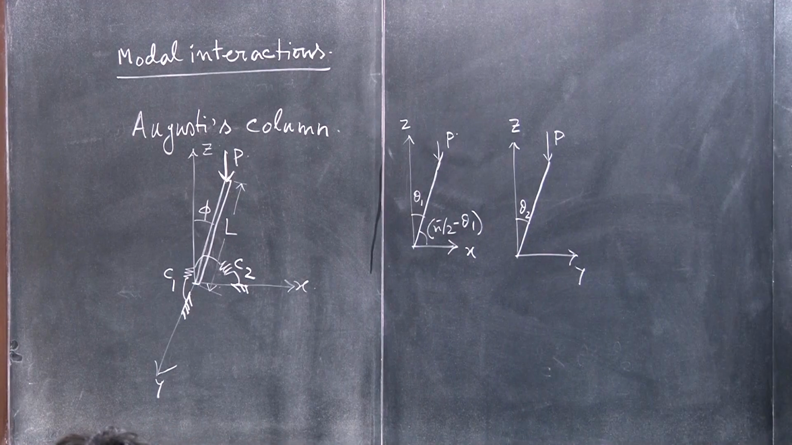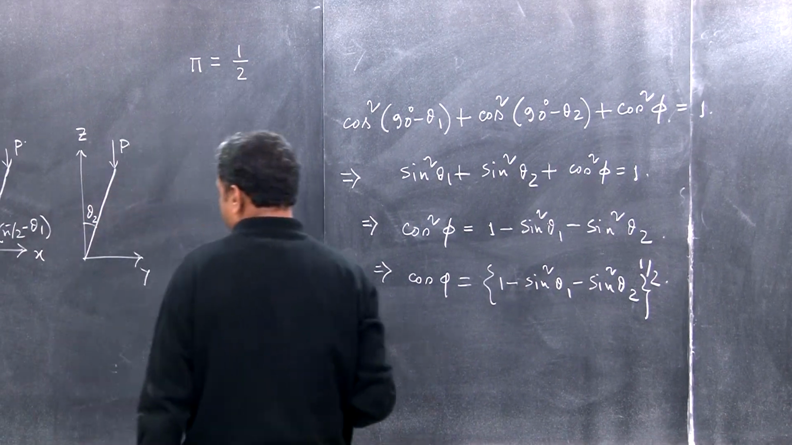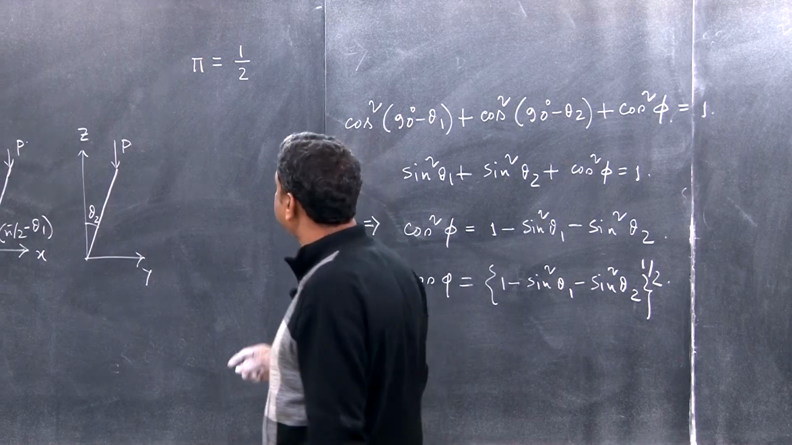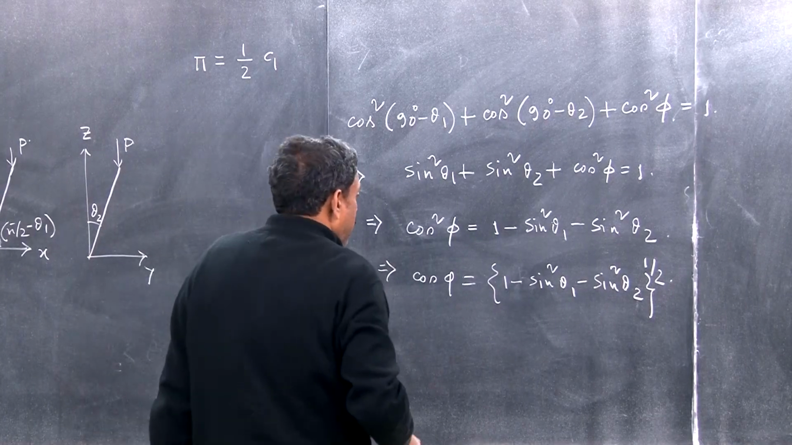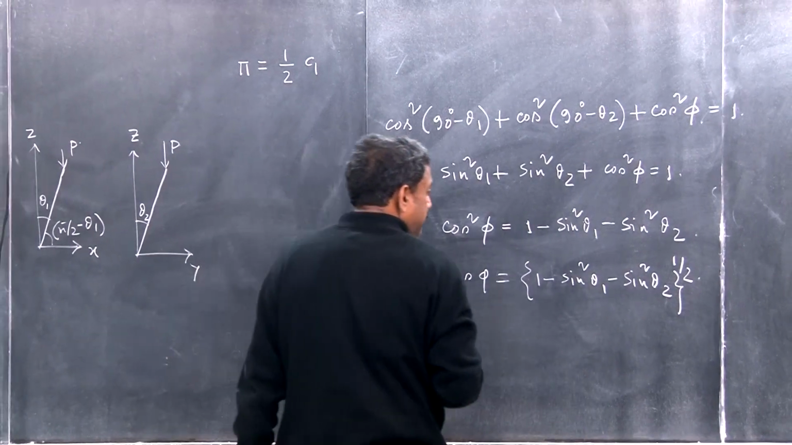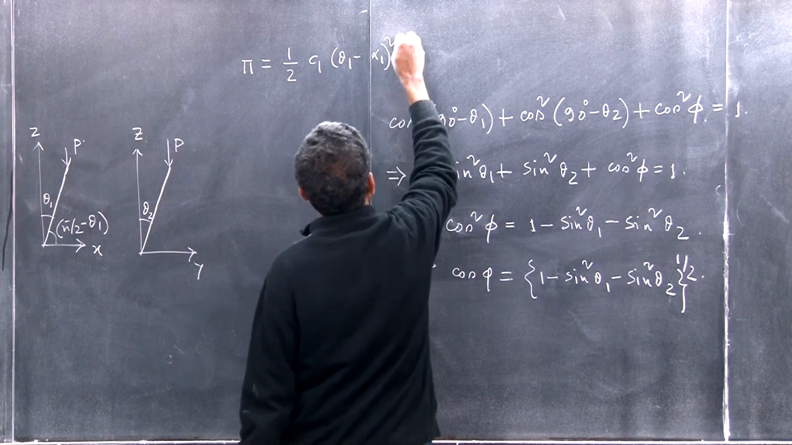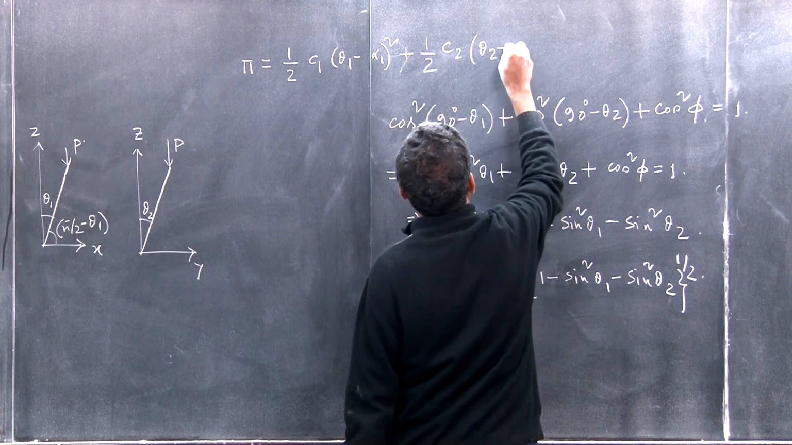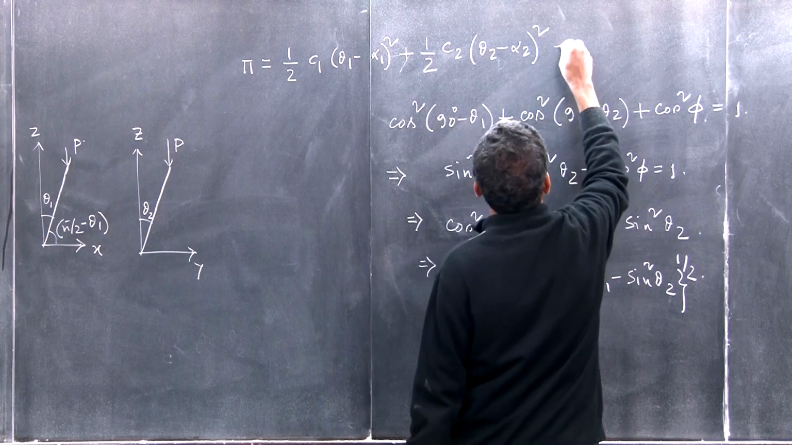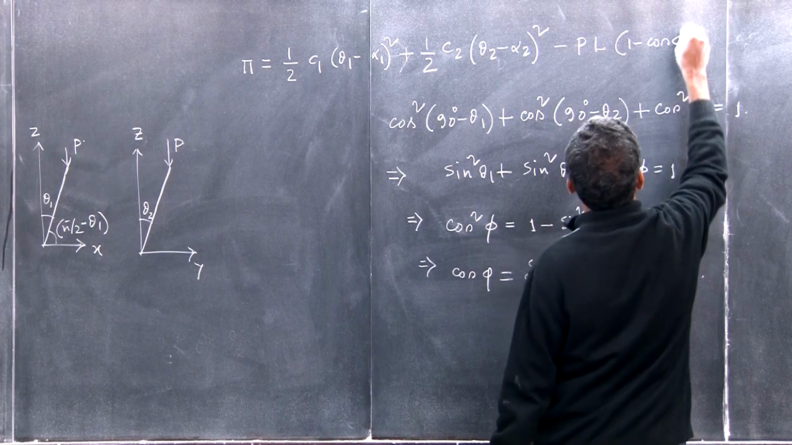So what is the potential energy function? Potential energy function is nothing but half, and we are assuming that alpha 1 and alpha 2 are the imperfections, half C1 (theta 1 minus alpha 1) square, half C2 (theta 2 minus alpha 2) square, minus P L (1 minus cosine phi).